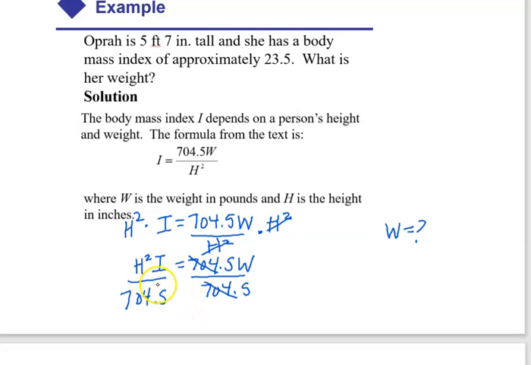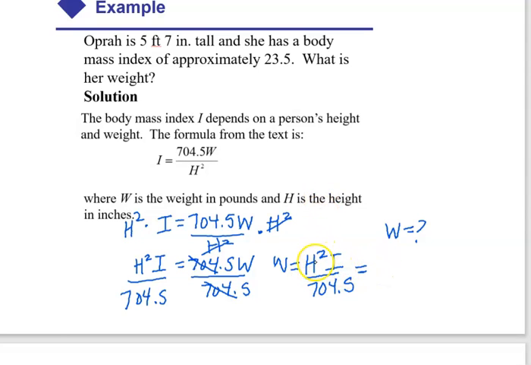So I've got W by itself now. My formula would be W, her weight, is equal to her height in inches squared times her body mass index divided by 704.5. Okay, so I could find that. Now, really quick, let's do that. Let's figure out what her weight is.